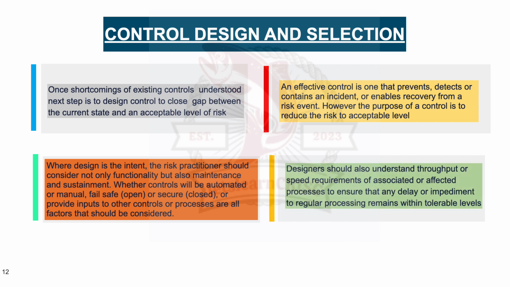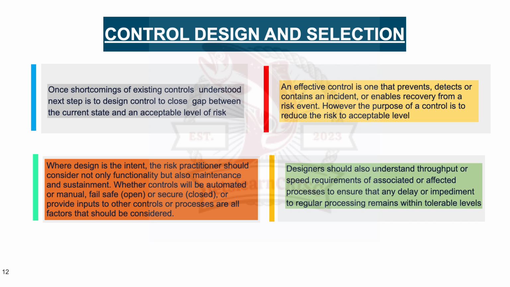Next, the designer should also understand the throughput or speed requirement of associated or affected processes to ensure that any delay or impediment to regular processing remains within the tolerable level. Friends, in the realm of design, it is imperative for the designer to possess a profound comprehension of the throughput or speed requisite intrinsic to the associated or affected processes. This understanding becomes instrumental in guaranteeing that any potential delay or hindrance to routine processing falls within the acceptable and tolerable limits. So by integrating this awareness into the design process, designers can proactively address the need for optimal speed and efficiency in the broader context of interconnected processes.